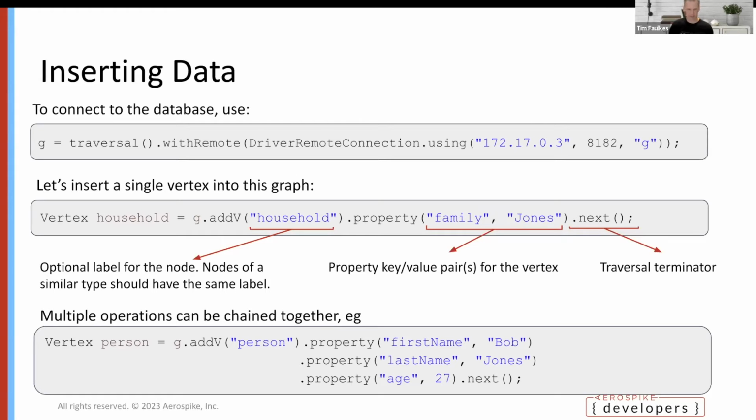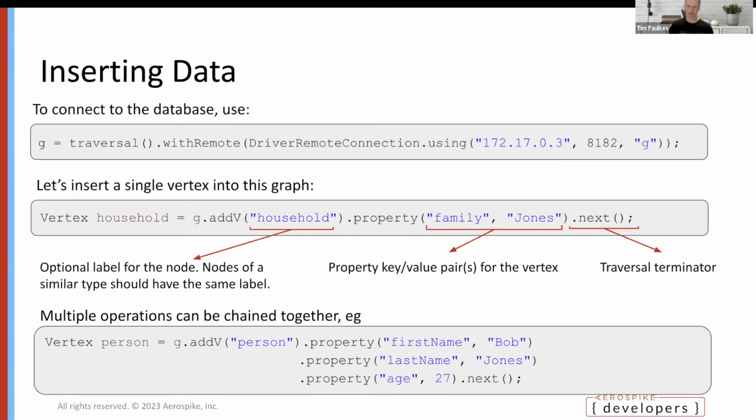Once I've got that set up, the first thing I need to do is set up a single vertex. And so I create a vertex, and it's a simple call to add vertex, and I give it a label. A label is a name that is optional, but it's sort of like a table description. It says, what is the type of this node? So if I had multiple households, I would give them all the same label. So it's easy for me to say, how many households are there? How many people are there? And so on. I can then go and set different properties on them. So in my case, I've set the family name to be Jones. And then I've done next.